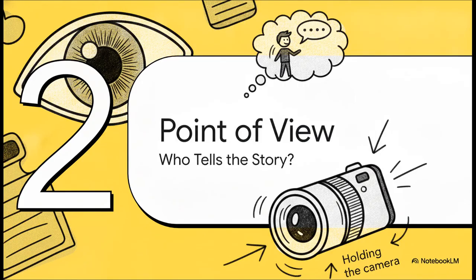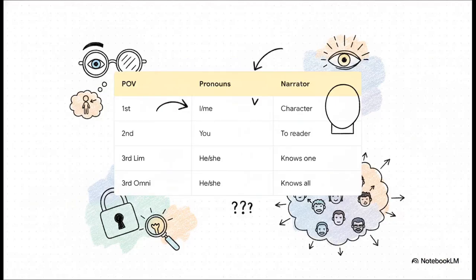Moving on to Section 2, shaping the point of view. Who is telling the story? Because whoever is holding the camera completely dictates what we, the audience, are actually allowed to know. Let's look at this quick framework. First person, using I and me, strictly limits us to the narrator's eyes. We only know what they know.